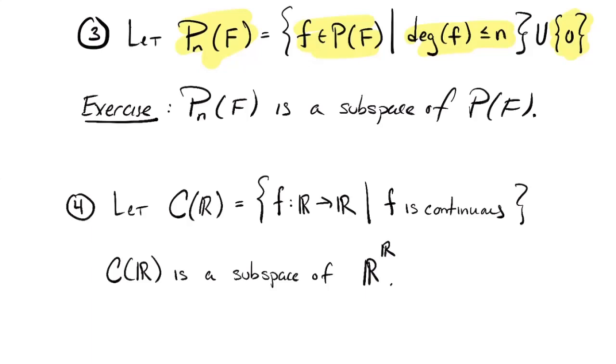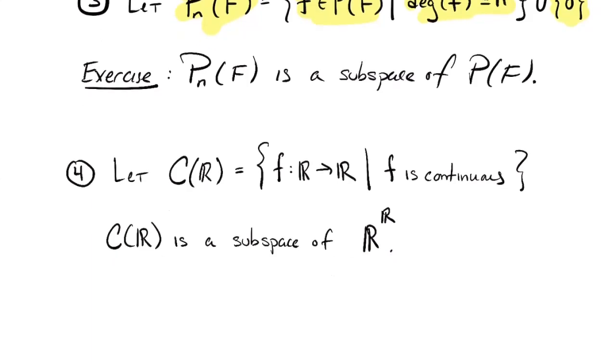And I claim that the continuous functions are a subspace of the set of all functions from the real numbers to itself. So again, kind of just hitting the highlights. I'm not going to write out a proof of this and make the video too long. We can maybe do it in more detail in class. But what would you have to think about?